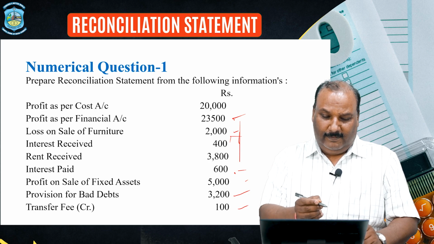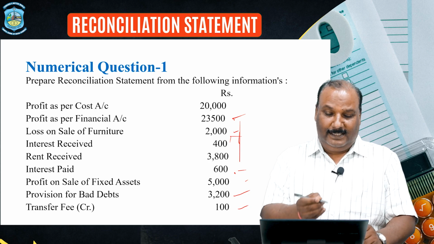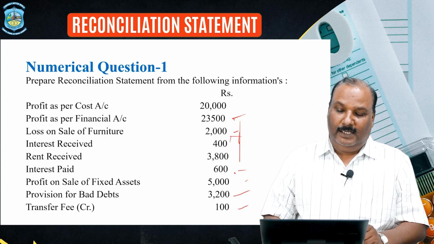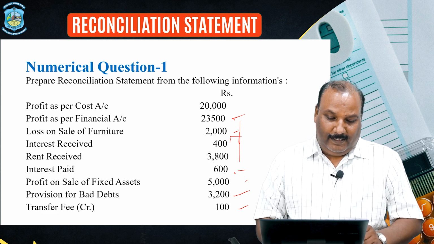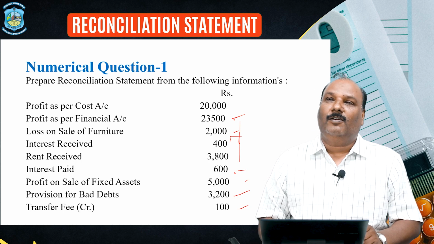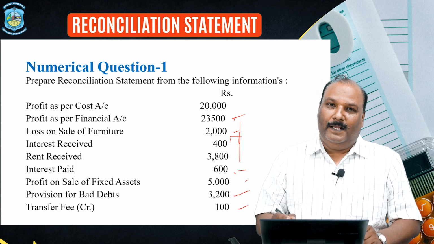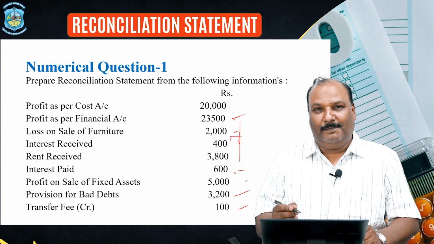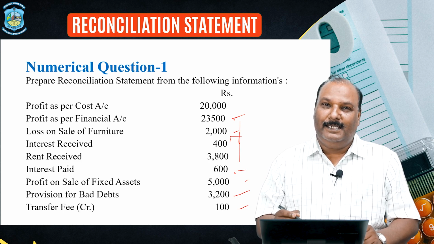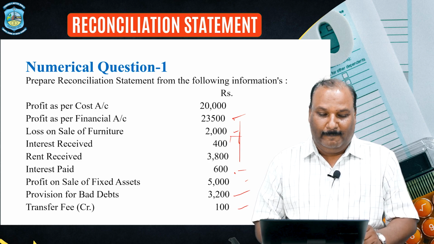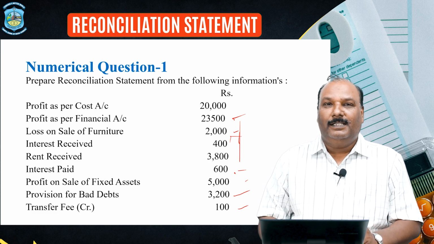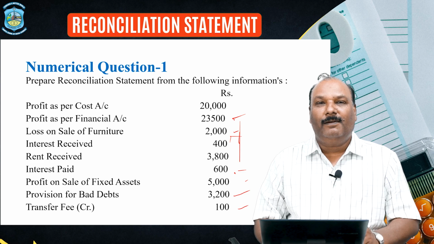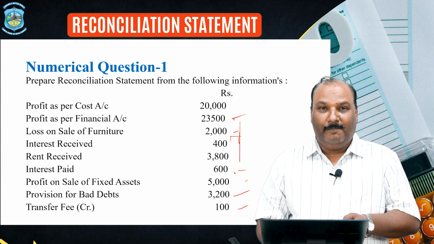Now for the transactions given in the question, we have to identify them. For example, loss on sales of furniture is a kind of expenditure which decreases the profit of the base book. If I start the question with profit as per cost sheet, the base book will be the financial book. Let us see how to solve.